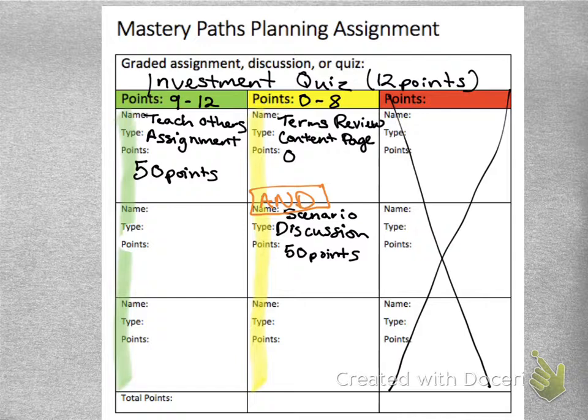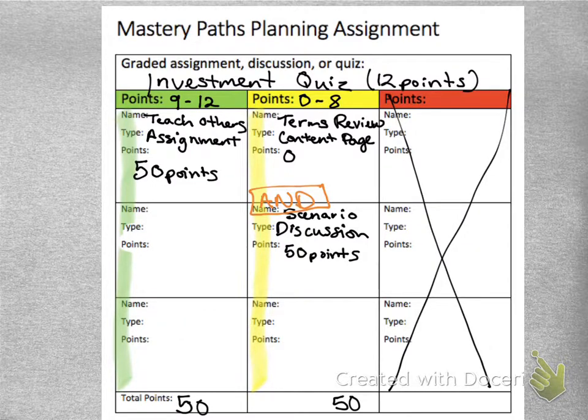As you are setting these up, you want to make sure that your mastery paths all equal the same number of points. This just makes it easier as you put it in the gradebook. When this goes in the gradebook, it will have both assignments listed. The scenario discussion and the Teach Others assignment will both be listed in the gradebook, but you will be able to see which assignment was assigned to which students, so you know that they're not missing it.